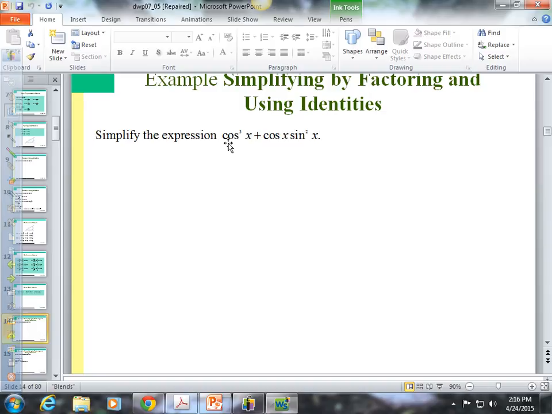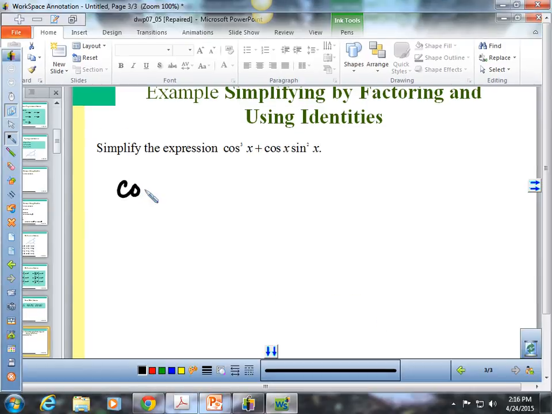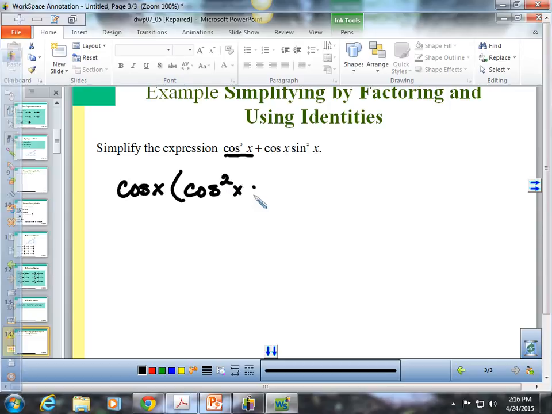How many cosine x do we have right here? 3 of them. And over here we have, so let's factor it out. If I factor out my cosine x, what does that leave me with here? Cosine squared x. Plus, what does that leave me with over here? Sine squared x.